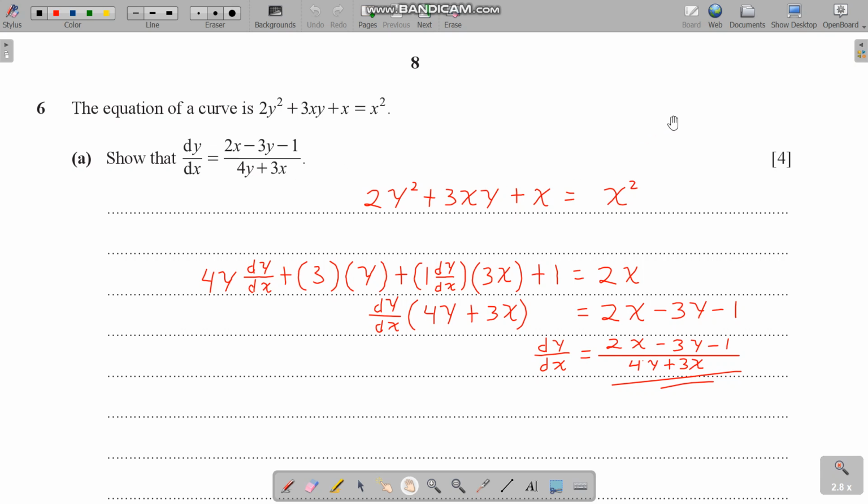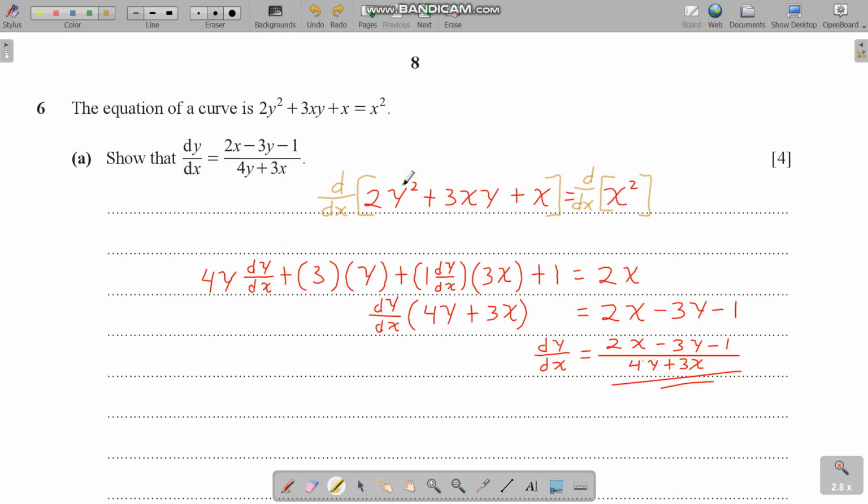So the first step is to differentiate both sides with respect to x. So now when we differentiate 2y squared with respect to x, what we get is 4y dy/dx. Just like differentiating 2x squared, we get 4x, so 2y squared, we get 4y, but times dy/dx, because they have different letters, this is x, this is y.